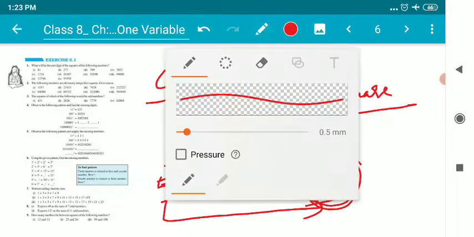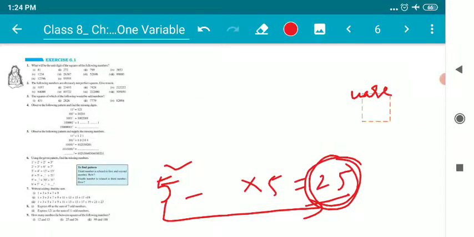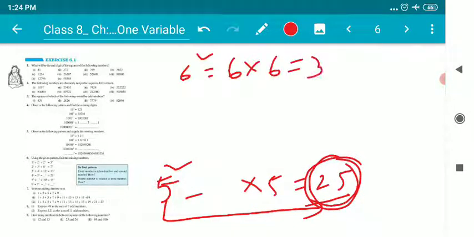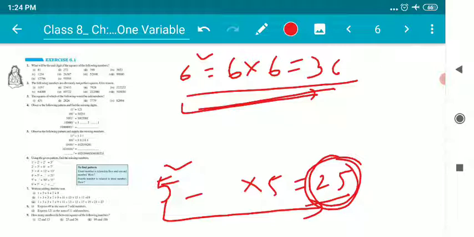Suppose I'm saying 6 square. 6 square means 6 into 6 equals 36. Children, why am I explaining all this? Because this chapter, square and square roots, is all about converting a number into square form, and then again taking the square root of that number.